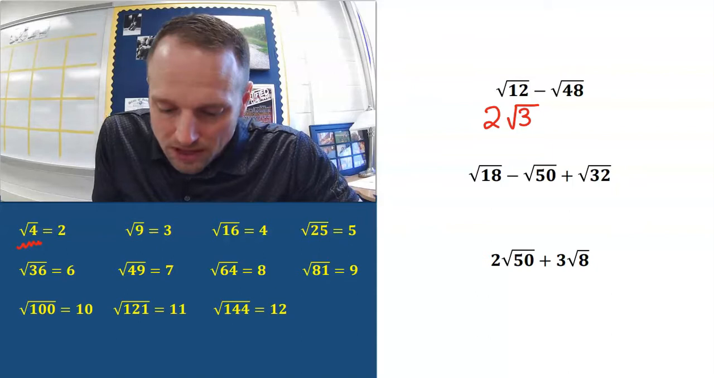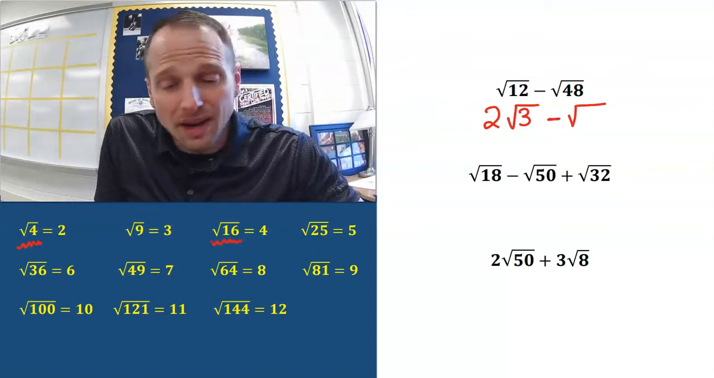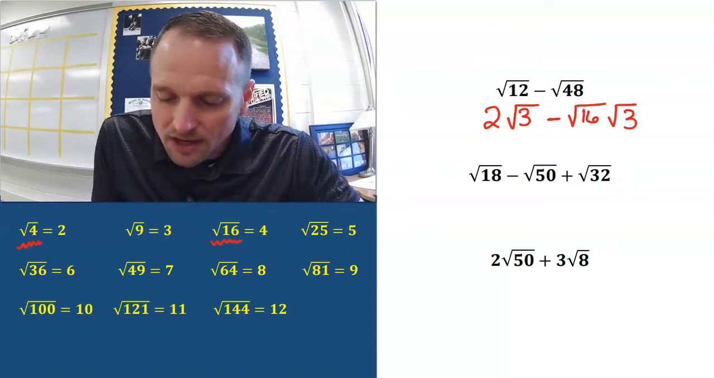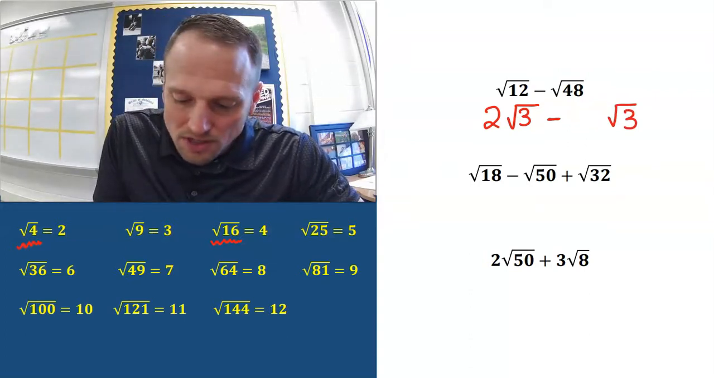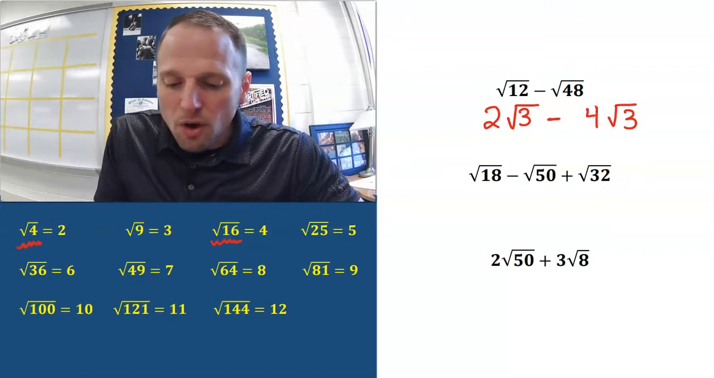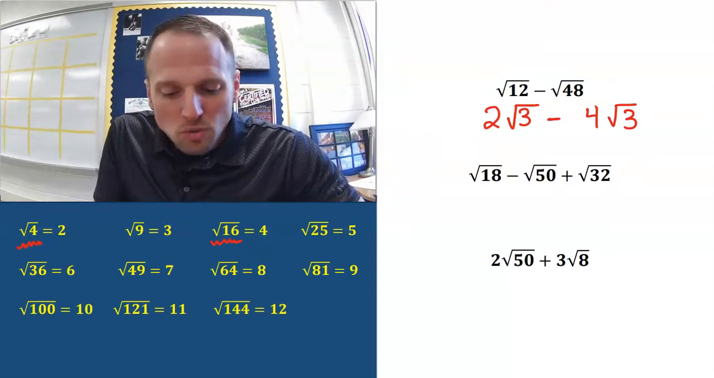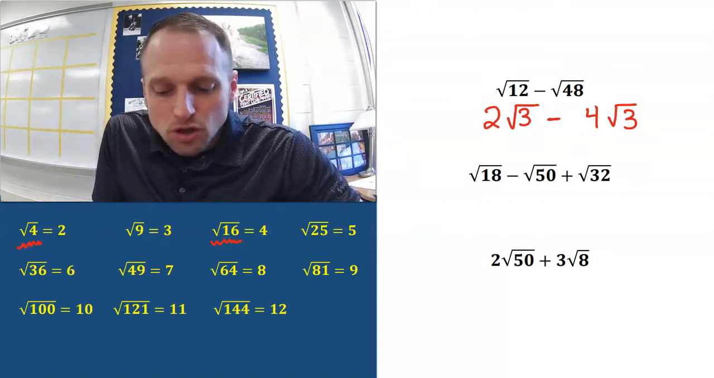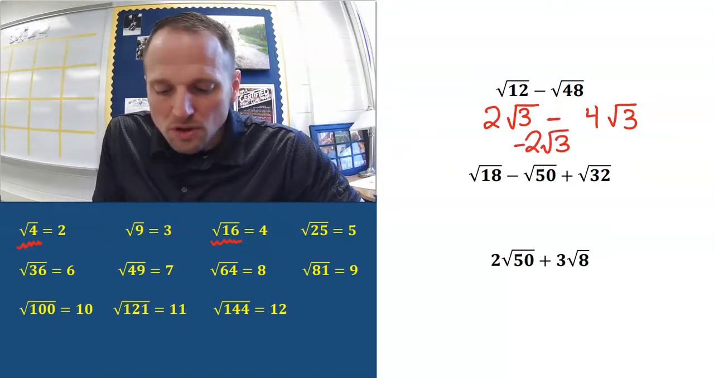How about root 48? Well, the biggest perfect square that I can divide 48 by is 16. So this is just going to be root 16 times root 3. And the square root of 16, we know, is just 4. So look at this. Those are like terms after all. They were just hidden. So root 12 is 2 root 3. Root 48 is 4 root 3. So now they're like terms. 2 minus 4 is going to be negative 2 root 3.